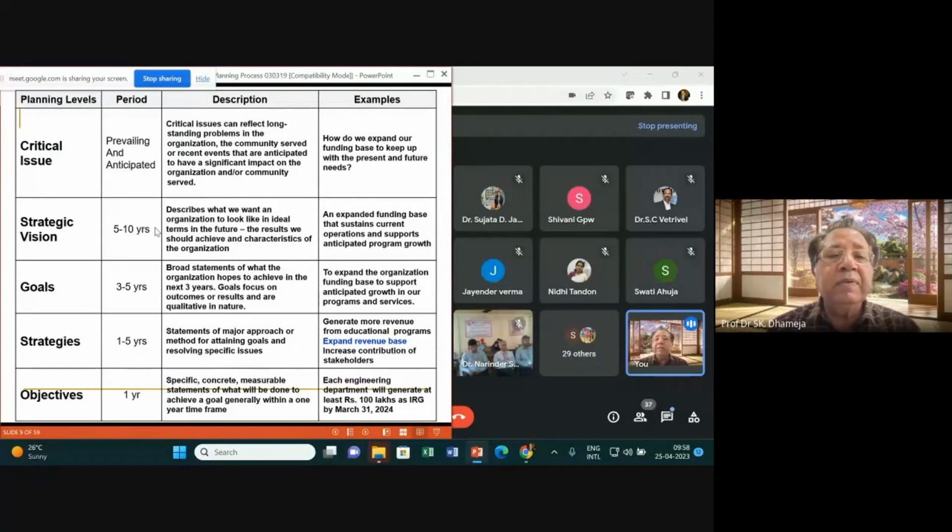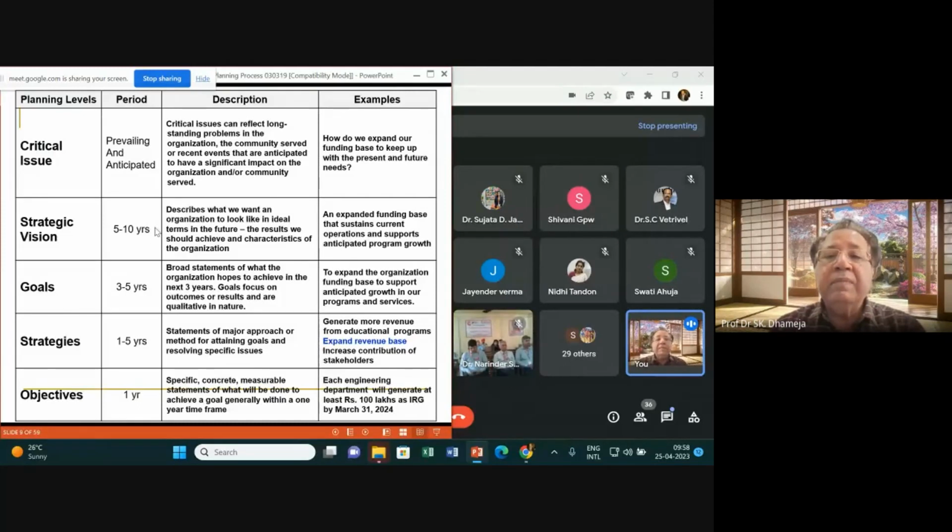So the goals are for the next 3 to 5 years. These are broad statements of what the organization hopes to achieve in the next 3 years. Goals focus on the outcomes or the results and are qualitative in nature. Goals are never quantitative. Goals are always qualitative. The reason is that you can always do a lot of things under those qualitative things. If it is highly quantitative, then you are bound by the boundaries basically.